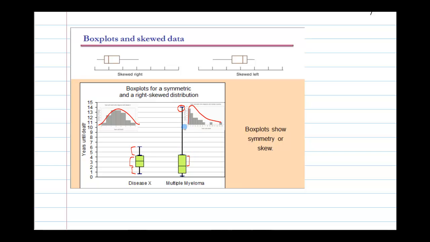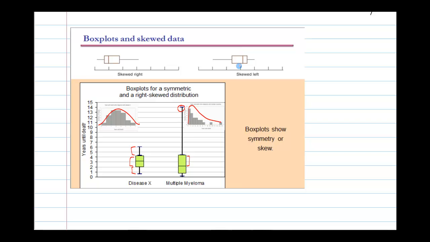So again, this long piece right here, because I'm so far from the bulk of the data above, would be indicative of a right skewed distribution, and so would this center mark with the median in this box. So this would look, if I laid this down on its side, it would look similar to a graph like this. Not exactly, but similar.